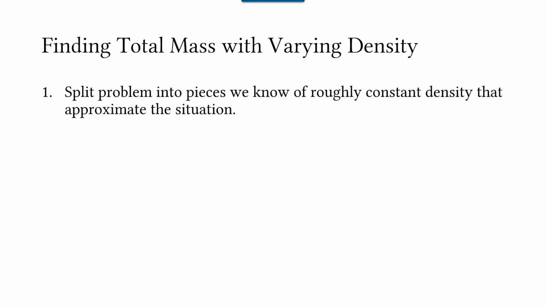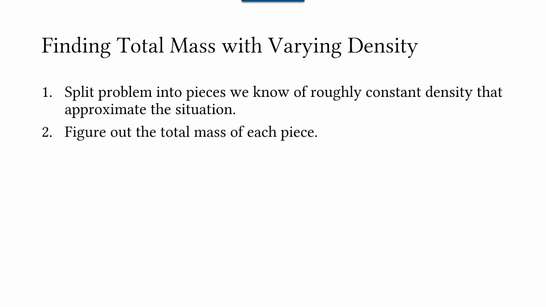Now, what about finding total mass when we have a varying density? So we might have a really tall figure, for example, that starts at sea level but ends, say, 100 meters above sea level, in which case the mass density of air at the bottom of the figure would be higher than the mass density of air at the top of the figure. So the total mass would no longer be just mass density times the volume because the density is going to change. That means we have to first split the problem into pieces that we know have roughly constant density.